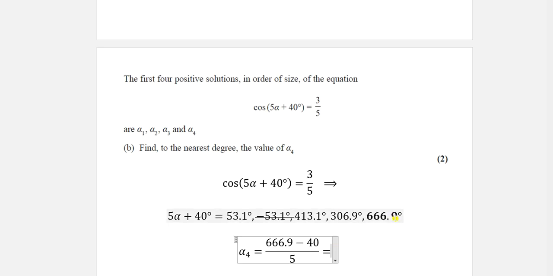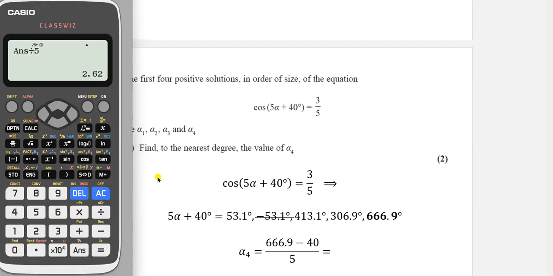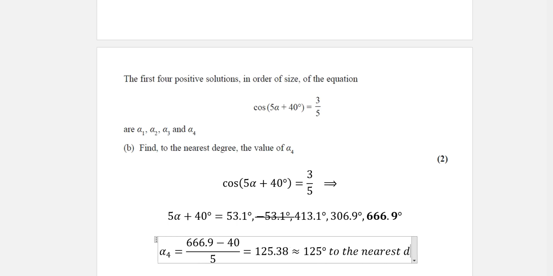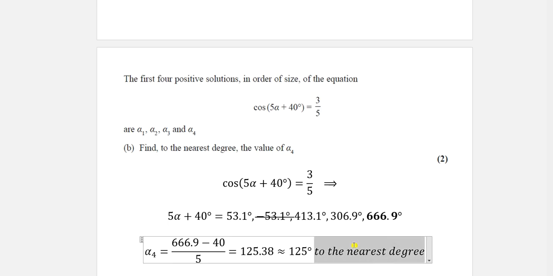It's a good job I'm working to 1 decimal place here, at least, because I need to the nearest degree the value of alpha 4. And if I lose some precision along the way, I'm not going to lose so much that my answer is off by that much. Take away 40, divide by 5, and we have 125.38. Finally, we write our answer to the nearest degree, just as the question has asked us.